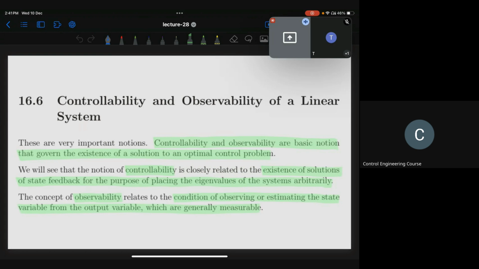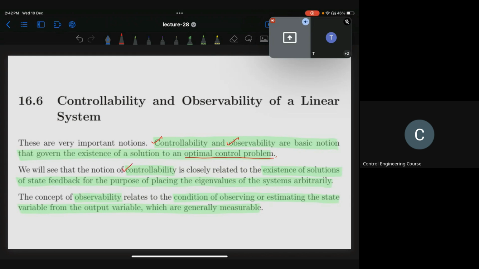So in today's live session, we are going to see controllability, observability, and the technique called pole placement. These are the two aspects of state space analysis, and they are very crucial in deciding the existence of the solution for the optimal control problem.